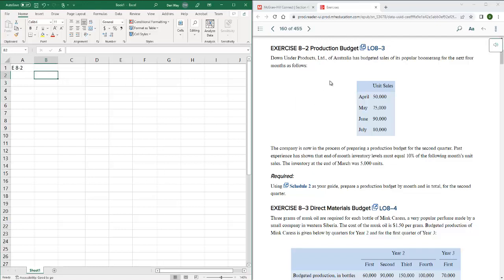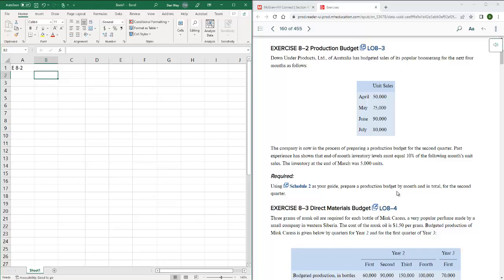That problem said Down Under Products of Australia has budgeted sales of its popular boomerang for the next 4 months as follows. So we've got that for April through July. The company is now in the process of preparing a production budget for the second quarter. Past experience has shown that end of month inventory levels must equal 10% of the following month's unit sales. Inventory at the end of March, so right before this April here, was 5,000 units.